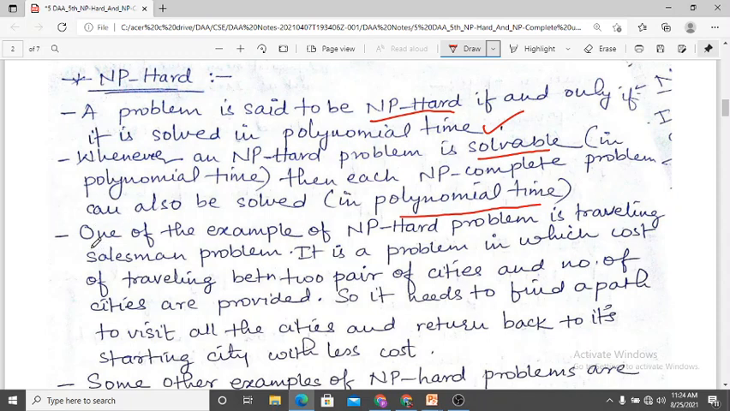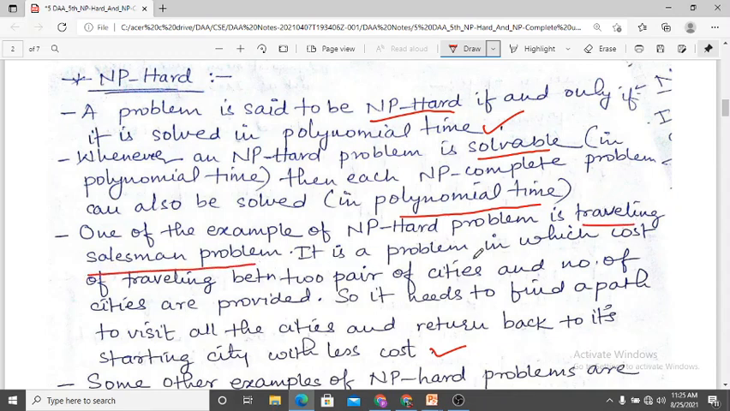Next, one example of an NP hard problem is the traveling salesperson problem. It is a problem in which the cost of travel between pairs of cities and the number of cities are provided, so we need to find a path to visit all the cities and return back to the starting city with less cost. Okay, we have already done this traveling salesperson problem by using branch and bound also.